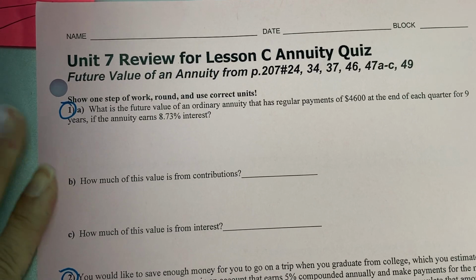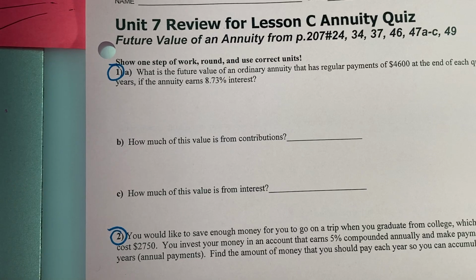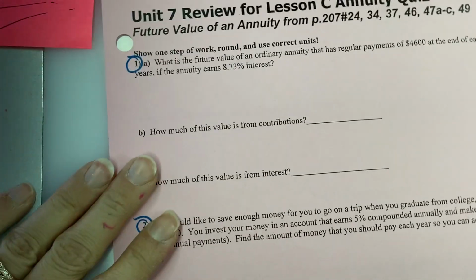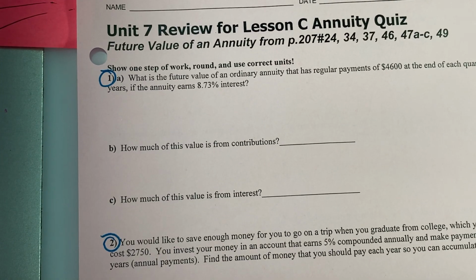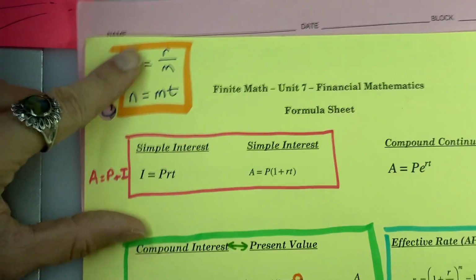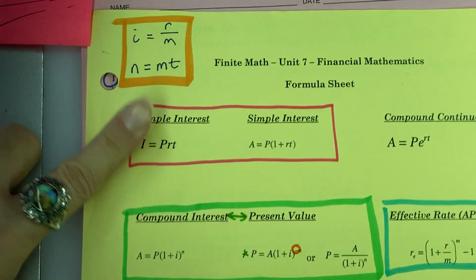So folks, on this pink sheet, what we're going to be doing is every problem except for the last one on the back, number 6, to get us ready for the quiz. So I'd like you to go ahead and take out your yellow formula sheet as well. And on the yellow formula sheet, don't forget that you have to have memorized that I equals R over M.